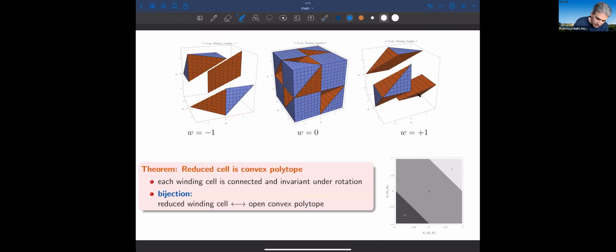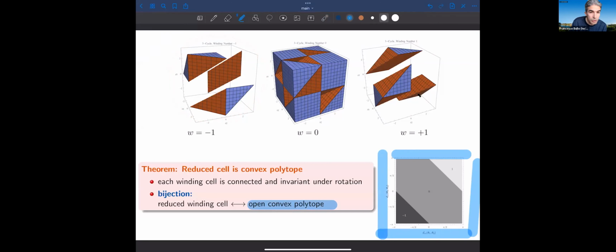And now, moreover, what's really kind of cool about it is if you remove the rotational invariance, so there is a rotational invariance in the problem, and you look at the reduced partition on the reduced set and mod out this invariance, then it turns out that these winding cells are just open convex polytopes. So here, this is the projection, open and convex polytopes. So that's going to play a very important role later.